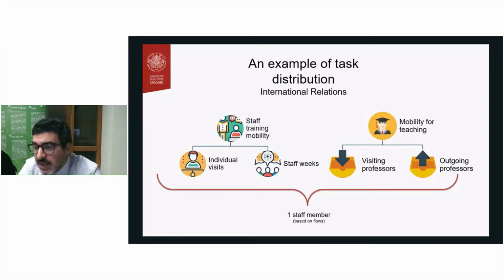So in this case, being exposed to the same kind of people, meaning professors in general and administrative staff, we decided to keep one person, and sometimes there is an additional person to provide support for the management of mobility for training for both individual visits and staff weeks, and for the mobility of teaching staff. We have, as you know, some additional programs.